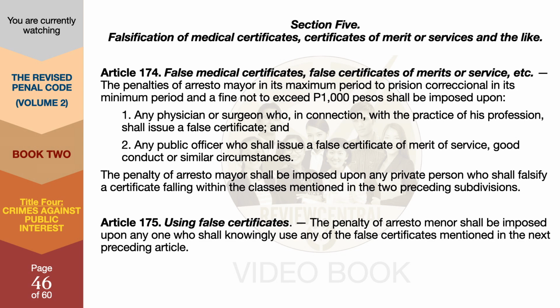Article 175. Using false certificates. The penalty of arresto menor shall be imposed upon anyone who shall knowingly use any of the false certificates mentioned in the next preceding article.